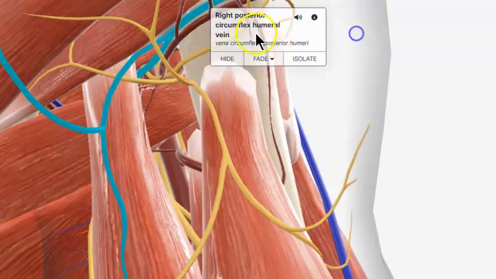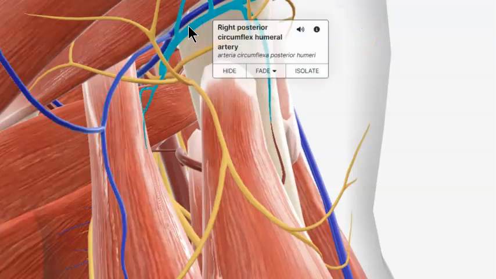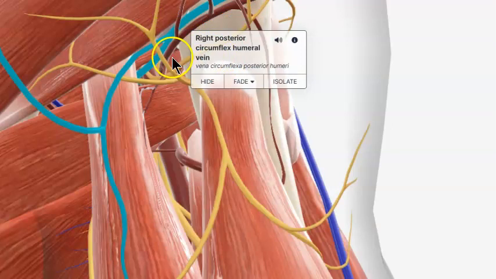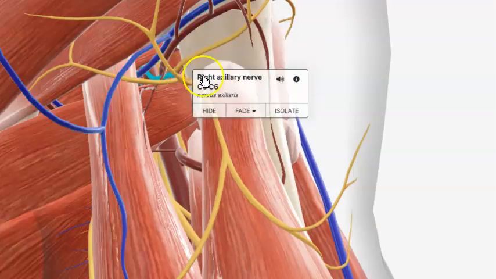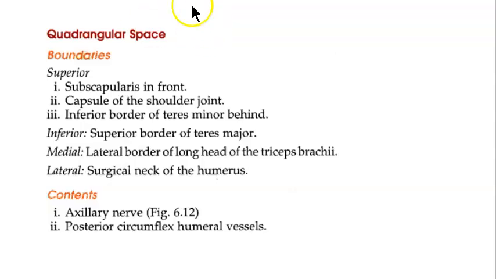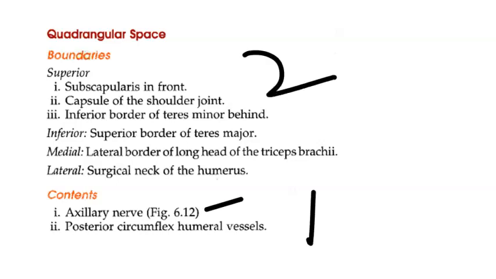They have labeled it as posterior. So posterior circumflex humeral artery, posterior circumflex humeral vein, and one nerve is there. Which nerve? Axillary nerve. Okay, so you have to remember blood vessels and nerve. So we are done with the contents. If you just write this much, you will get 1.5 mark or half mark. No, so wait, 3 marks, right? So they'll give 1 mark for this and 2 marks for this, I'm thinking. So you just write axillary nerve and posterior circumflex humeral vessels, you should get 1 mark.